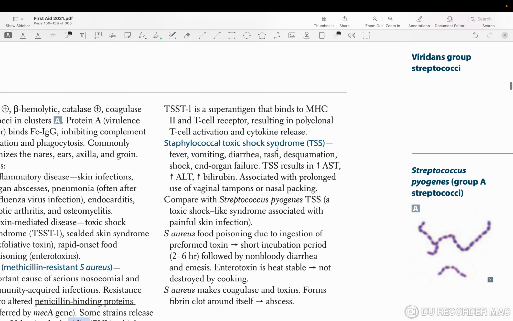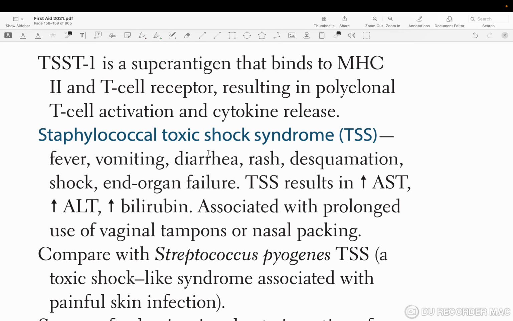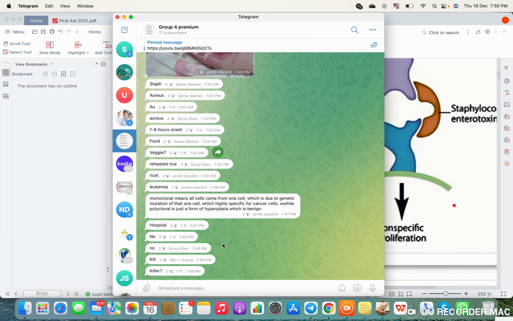So staphylococcal toxic shock syndrome will have fever, vomiting, diarrhea, rash, desquamation, and shock. To be fair, if you notice here, all of the symptoms are systemic, not localized, but systemic. Also, they can have end organ failure. So toxic shock syndrome results in an increased AST and ALT, which are enzymes of the what? AST, ALT.